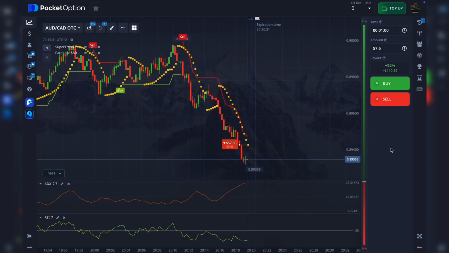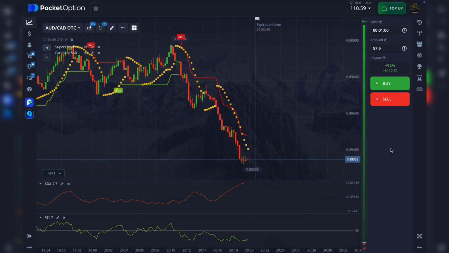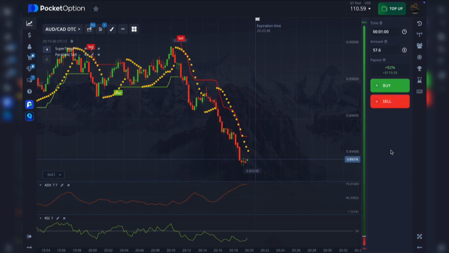Let's wait for the result of this one. And if this trade also closes in profit, I will try to open an up trade next, just to show you how we work with an uptrend. And as you can see, one more trade closes in profit, and now I can continue.